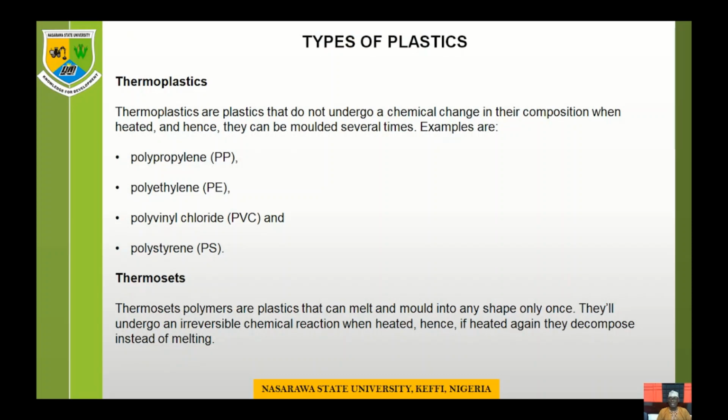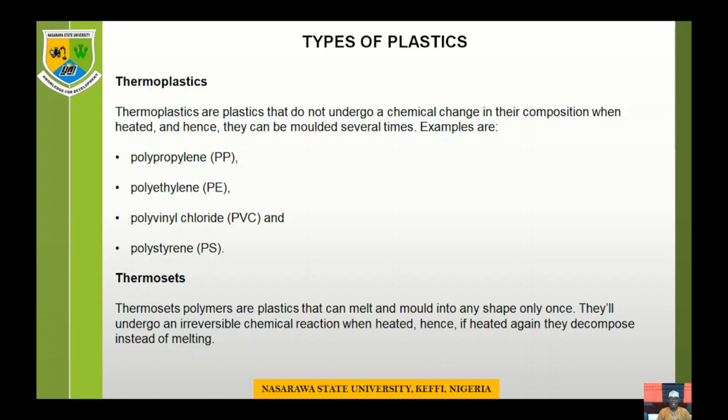There are types of plastics. We have thermoplastics and thermosets. Thermoplastics are plastics that do not undergo a chemical change in their composition when heated, and hence they can be molded several times. Examples are polypropylene (PP), polyethylene (PE), polyvinyl chloride (PVC), and polystyrene (PS).